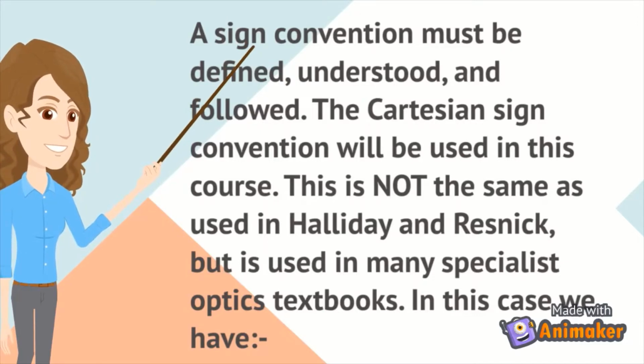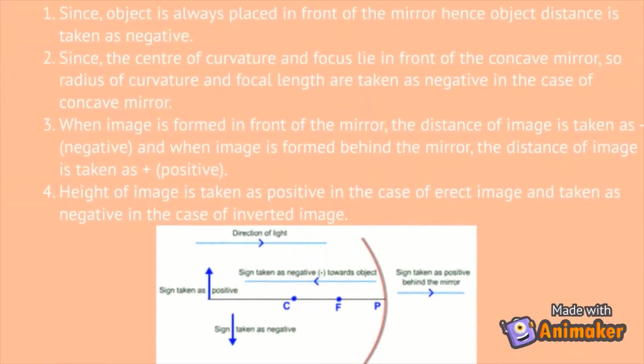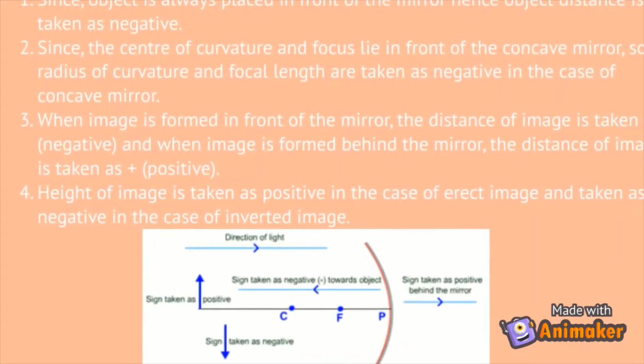In this case we have: since the object is always placed in front of the mirror, the object distance is taken as negative. Since the center of curvature and focus lie in front of the concave mirror, the radius of curvature and focal length are taken as negative in the case of a concave mirror.